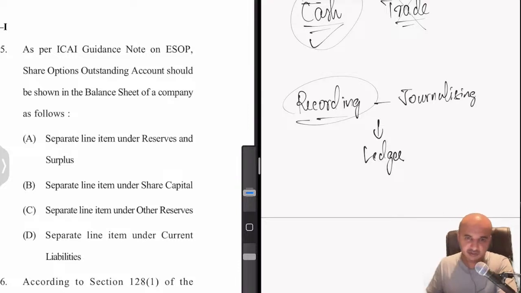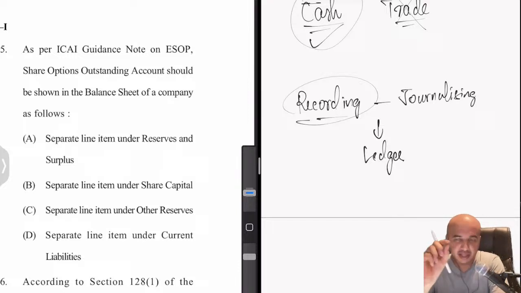Let me read whatever they have mentioned in the guideline answer. As per the ICAI guidance note on ESOP, employee stock option outstanding will appear in the balance sheet under a separate heading between share capital and reserves and surplus. If it is appearing between share capital and reserves and surplus, which option do you think is the right option? None of them makes sense, no? Which one looks right here? None. Now here they say separate line item under reserves and surplus.